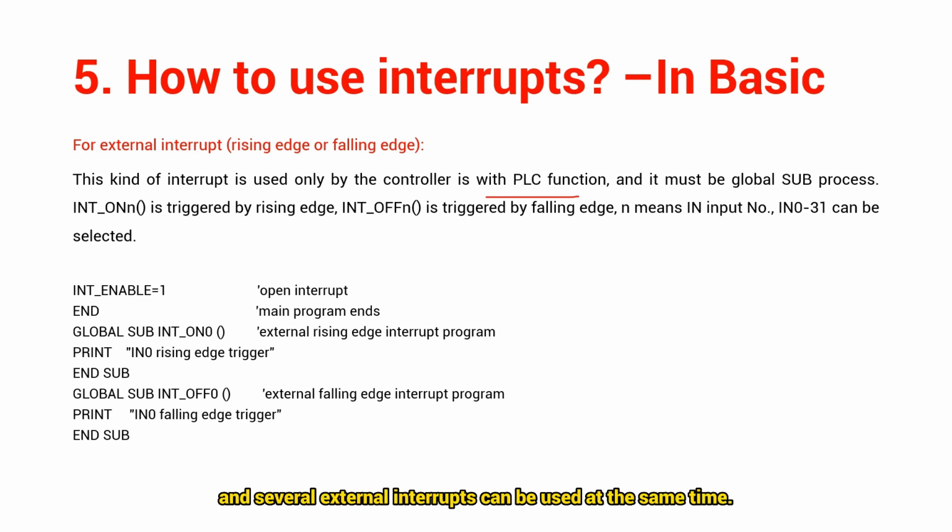For external interrupt, it is used only by controllers with PLC function, and several external interrupts can be used at the same time. Also, it must be a global sub-process. There are two ways to trigger: rising edge and falling edge. They have corresponding instructions. Please see the example below and pay attention to the range. Same, switch on the main interrupt and define the interrupt subfunction.